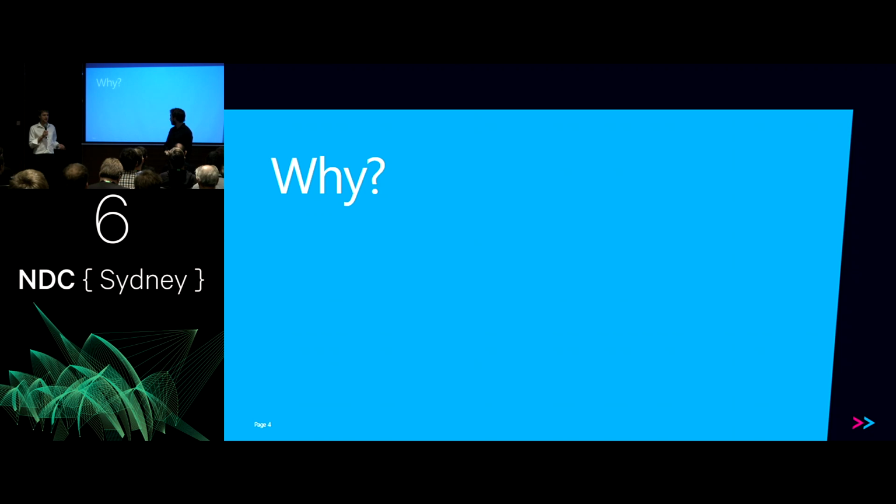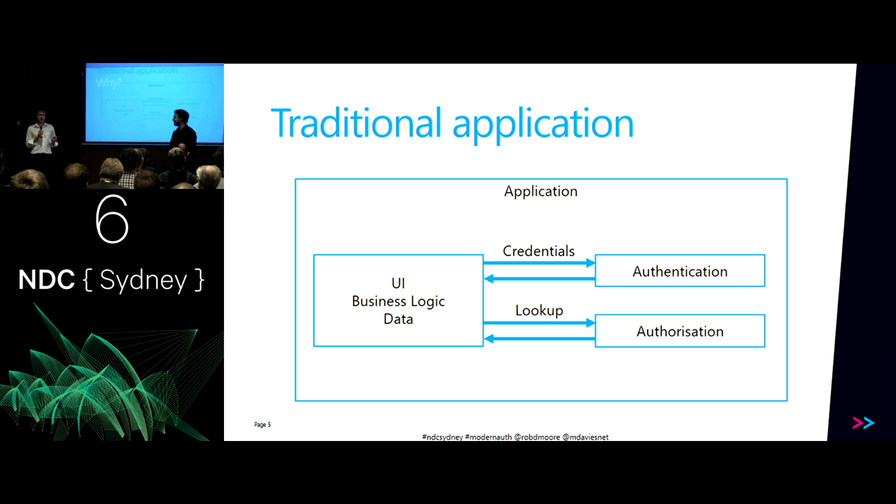Cool. So let's start with the why. Why are we standing here talking to you? Now, if we start by looking at a traditional application, monolith, pretty much everything within the application is within the bounds of a single application, right? So you've got your UI, business logic, data layer. The UI is going to take credentials from the user, pass it across to some sort of authentication source and check the credentials itself, and then it will do some sort of lookup to check authorization.